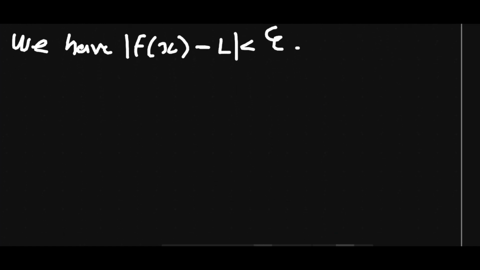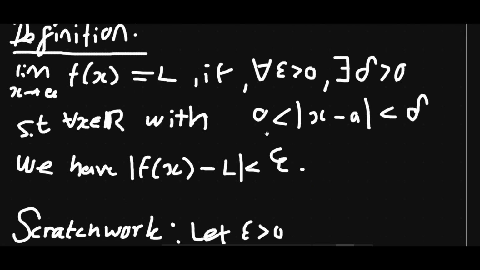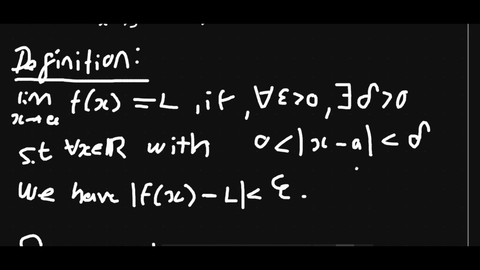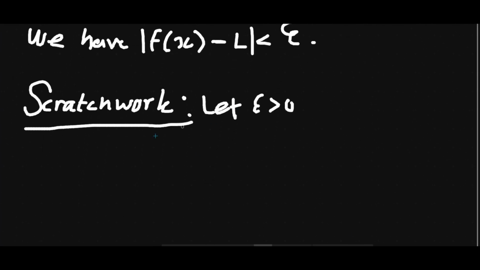So now we're just going to do the proof. But first we need to do some scratch work. This is where we find our delta, okay? This is the most important part of the proof, if you ask me. So let epsilon be greater than 0. And what do we have? We have the distance between x and a is less than delta. So what's a here? A is 3. So let's write this down. Distance between x and 3 is less than delta.